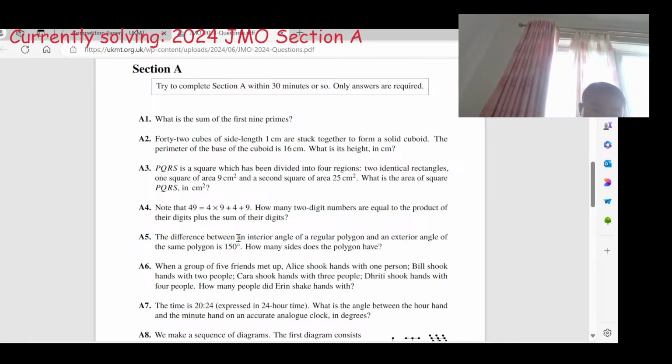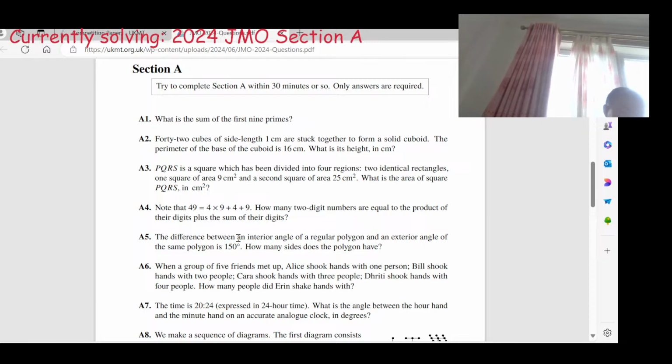Okay, 49 equals 4 times 9 plus 4 plus 9. Okay, so this is quite standard. AB is 10A plus B equals AB plus A plus B. Cancel out the B's. 10A equals 9A plus... so B equals 9. So they're basically all the numbers which end in a 9, and there's 9 of those numbers. Oh wait, that's A4. We just solved A4. Okay, A4 is 9, because there are 9 two-digit numbers which end in a 9.